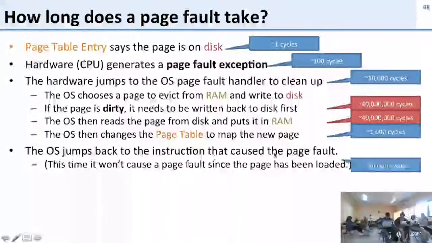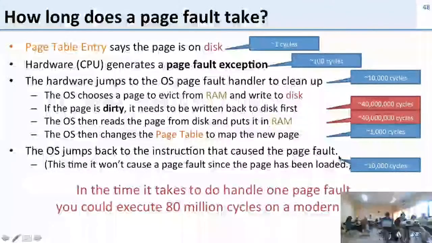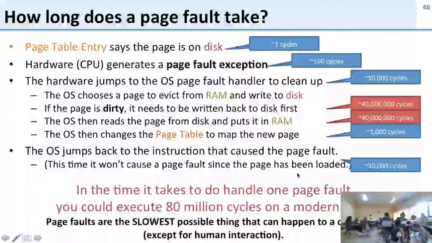Then the OS is going to jump back to where we were. And it took us about 10,000 cycles to jump into the operating system. It's going to take us about 10,000 cycles to get out. So if we add this all up, the time it takes to handle one page fault, you can do about 80 million cycles on a modern processor. So page faults are a real problem. In fact, page faults are probably the slowest possible thing that can happen to a computer except interacting with a human. I mean, humans are still much, much slower than page faults, but this is really slow.